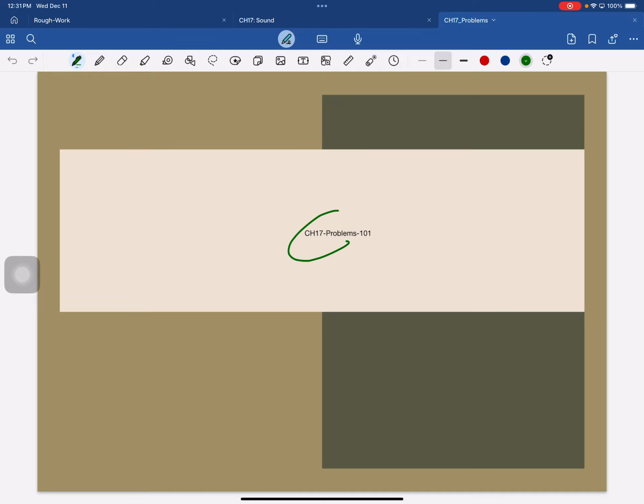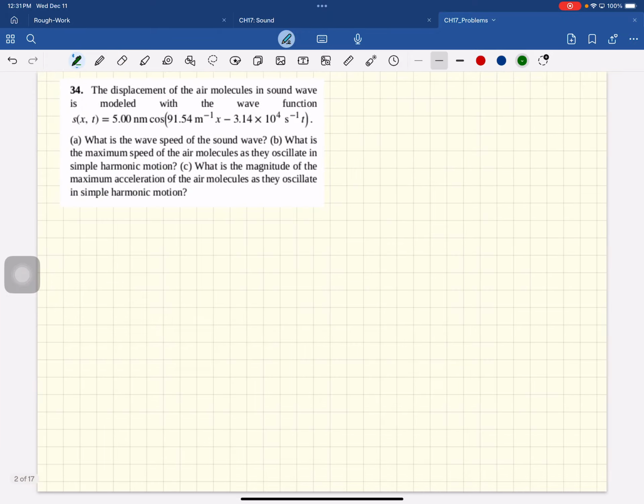So we are doing problems from chapter 17. Okay, this problem says the displacement of air molecules in sound waves is modeled with the wave function s(x,t) equal to 5 nanometers cosine kx, so there's the wave number, omega t.